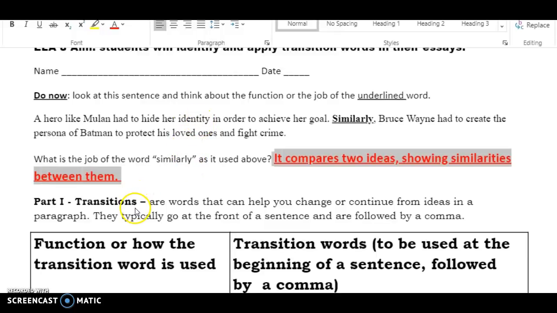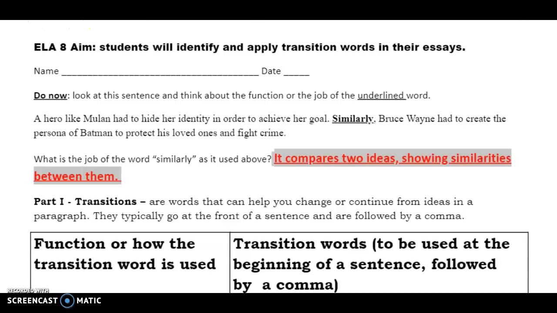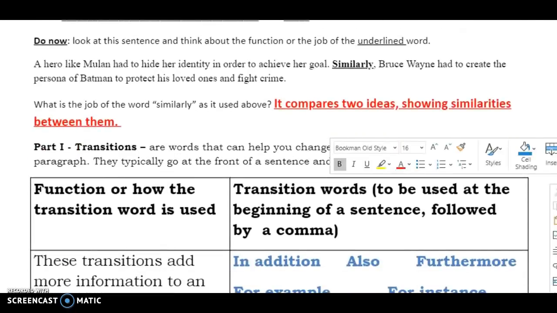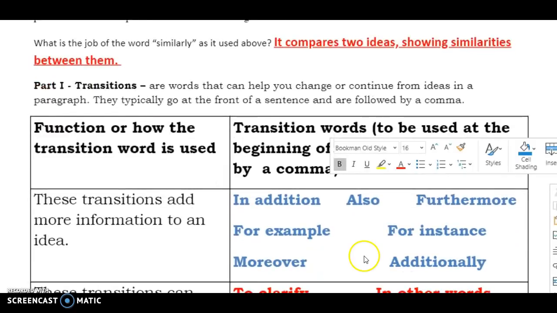So moving down here, you see the definition of what transitions are, and they're words that can help you change or continue from ideas in a paragraph. They typically go at the front of a sentence, and very important to note is that when you use them, you have to follow them with a comma. So you'll be filling out this graphic organizer, thinking about the function of how the transition word is used and the different transitions to be noted.